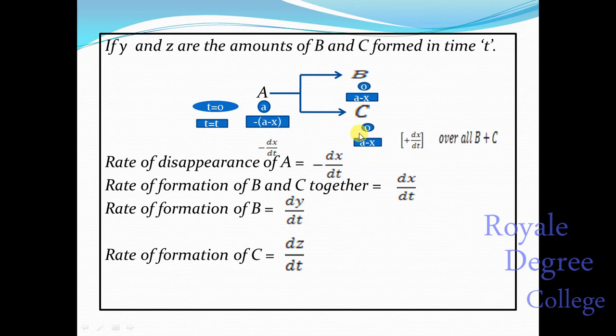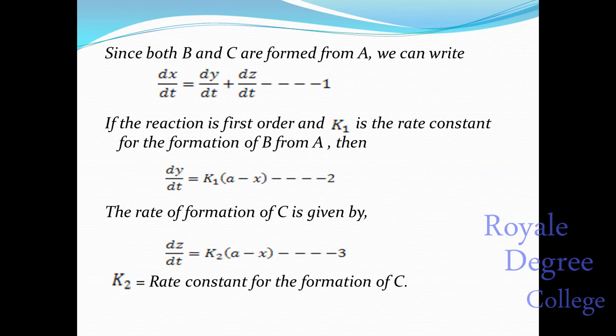So the rate of formation of B is equal to dy by dt, that is the change in the concentration of Y with respect to time. That is the rate of formation of B. And the rate of formation of C is dz by dt. Since both B and C are formed from A, we can write like this: dx by dt is equal to B plus C, isn't it? So now we are writing the value of B. B value is dy by dt plus C value is dz by dt. It is our equation number 1.